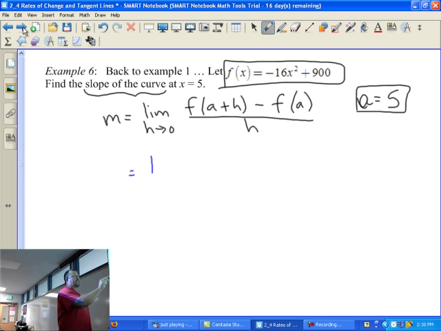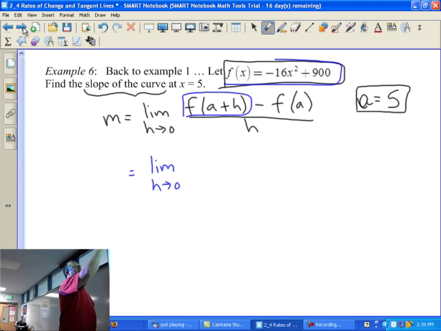All right, so how does this work? We take the limit as h approaches 0. Please write that every single time until you plug in h equals 0. f of a plus h is f of x here. So it's going to be negative 16 times a squared plus, or x squared plus 900. In this case, we are plugging in a plus h.